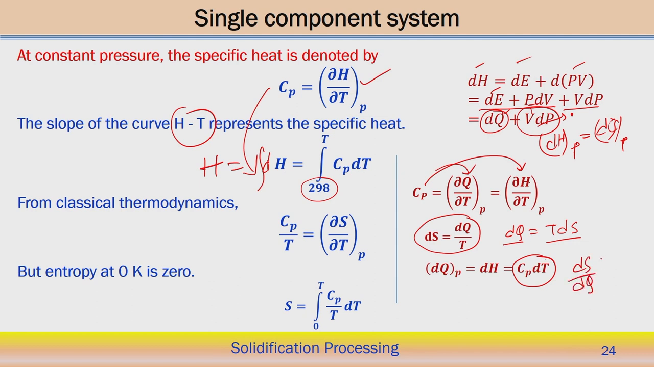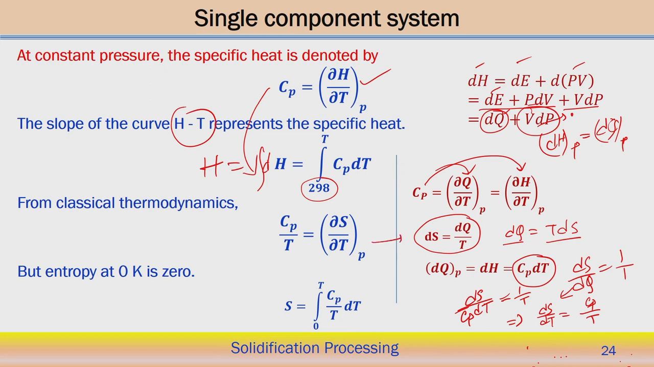Using this we can find that dS by dQ is 1 by T, and dQ we can put as Cp dT. So from here we can find that dS by dT equals Cp by T. Using this relation, Cp by T equals del S by del T at constant pressure. That is the thermodynamic relation we can easily find from here.